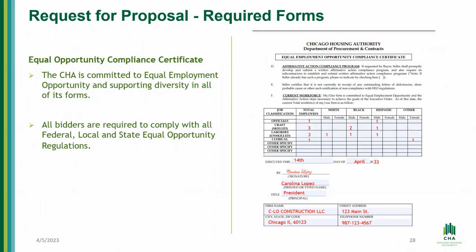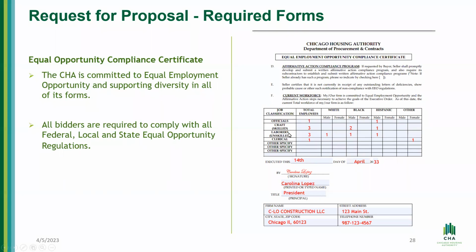The Equal Opportunity Compliance certificate. Again, you will need to submit it in your proposal, and this is pretty much that CHA is committed to equal employment opportunity and supporting diversity in all its forms. So all bidders are required to comply with all federal, local, and state equal opportunity regulations. And this is an example of how you will fill it up.